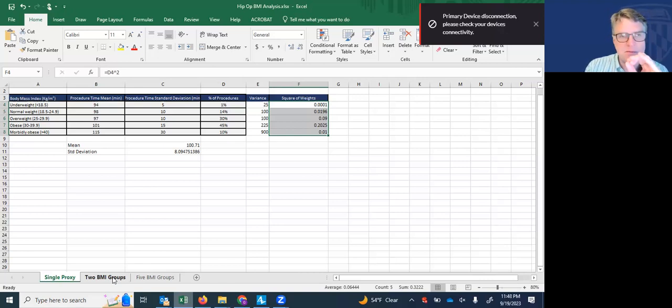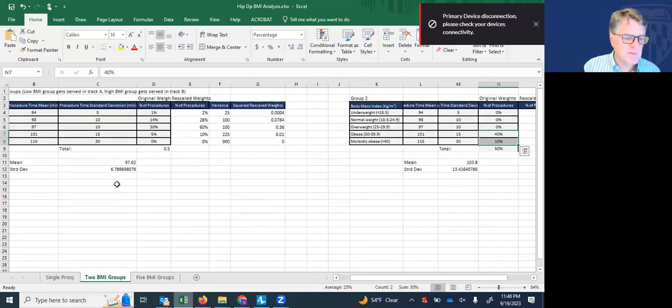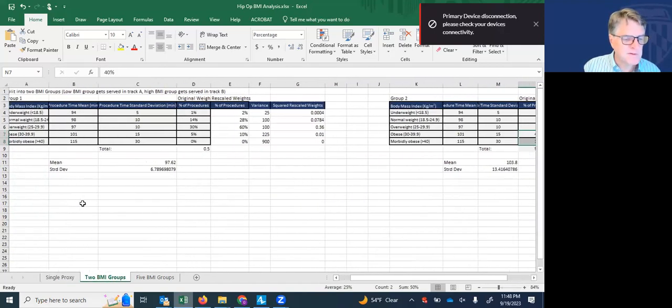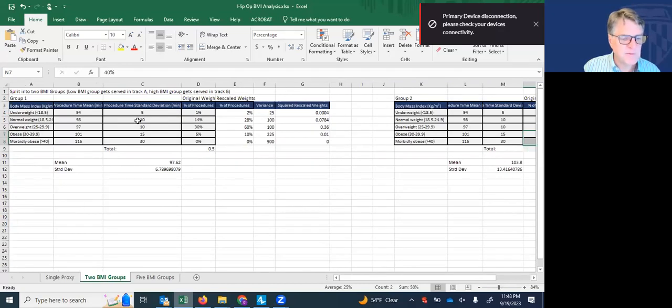But maybe, and this is the big if, can we get a 6th surgery out of track A if we assign lighter patients there, because they're going to have shorter surgery times. So this is what I'm analyzing in the 2 BMI groups. This is the original data here. Here are your BMI groups.